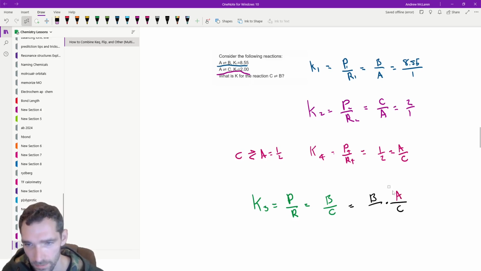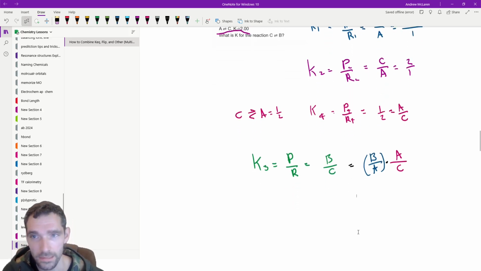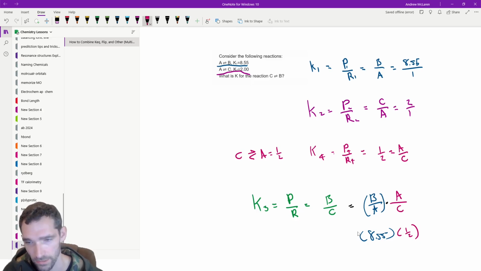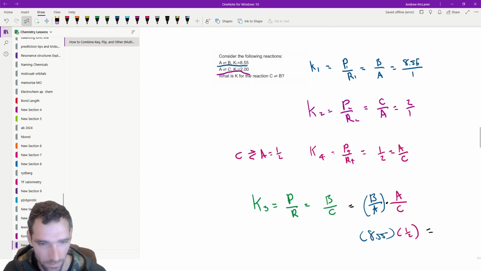So we've got the A over C, and then we've got the B over A number right here. And while we don't know the exact numbers, you can kind of see that we have a value of 8.55 for that K1 expression. I'm multiplying that by a value of 1/2 for this other reaction. So we had to invert that K expression and then multiply them together to get this new K equilibrium. So yeah, it's going to be like around 4 something.